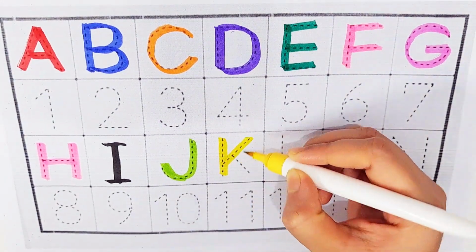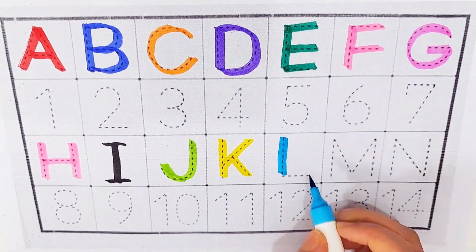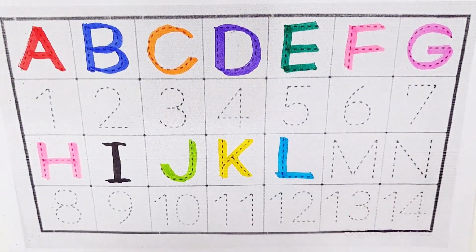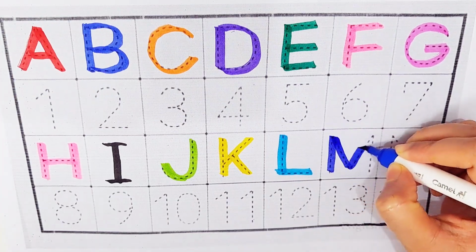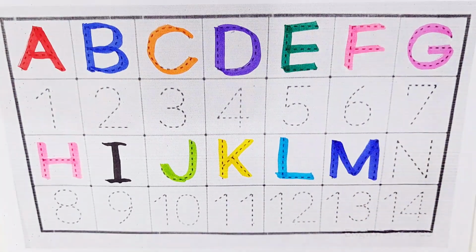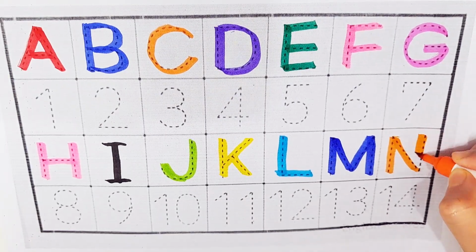K. K for king. L. L for lotus. M. M for moon. N. N for nest.